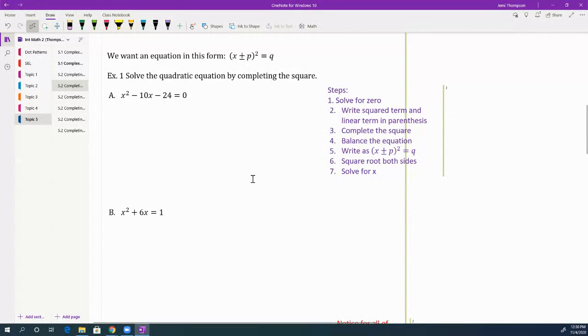Okay, so now let's get into the solving. Solve the quadratic equation by completing the square. So I've got a lot of steps here. I'm going to break them down for you as I do the first one. For problem A, I've got x squared minus 10x minus 24 is equal to 0. The first step in my list here is to solve for 0. So what that means is that on one side of the equation, I want 0, and on the other side, I want everything else. I've already got that here. Great.